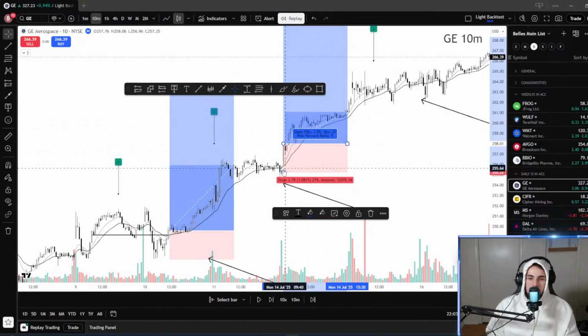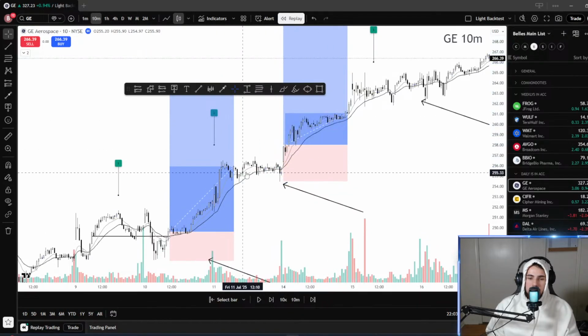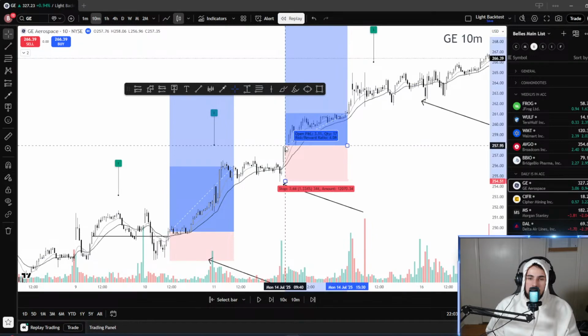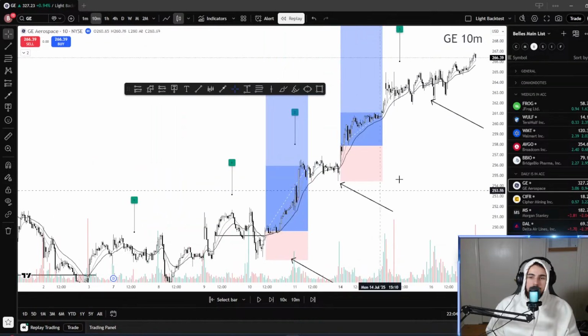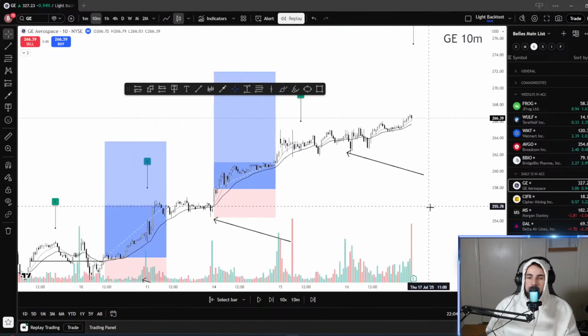See another entry here. Price moves sideways, creates this big candle out of the sideways action. My stop loss goes below all the action to the left. So I see that.